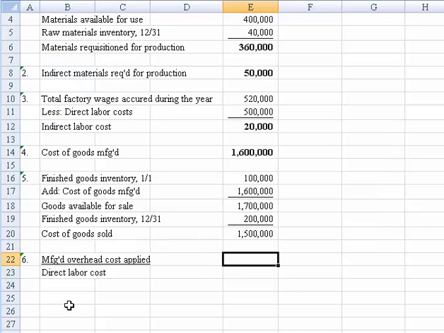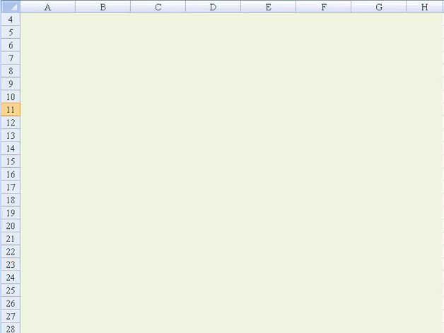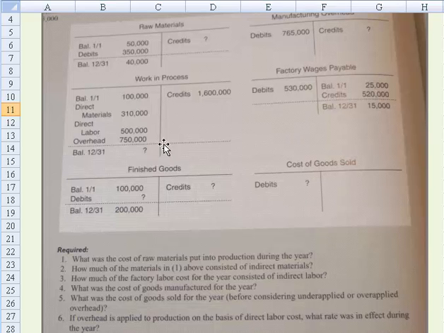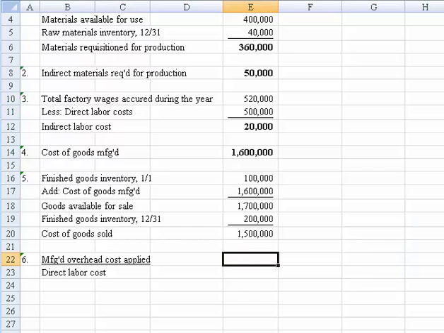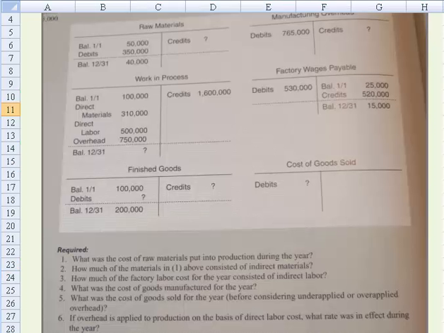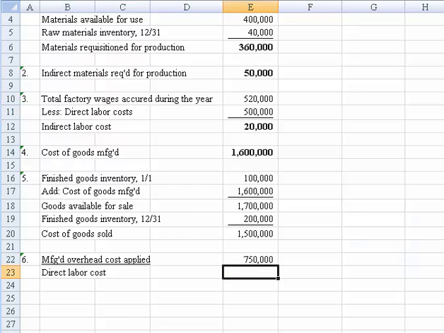Okay, well the manufacturing overhead cost is that debit to work in process right there of 750,000. So we know we've applied that to work in process because we're able to get that from the T account, and then the direct labor amount comes from that 500,000 also applied to work in process. Okay, so we jot in the 500,000.